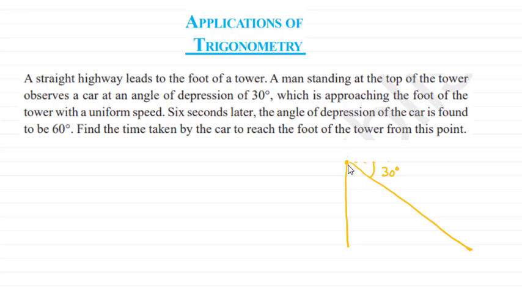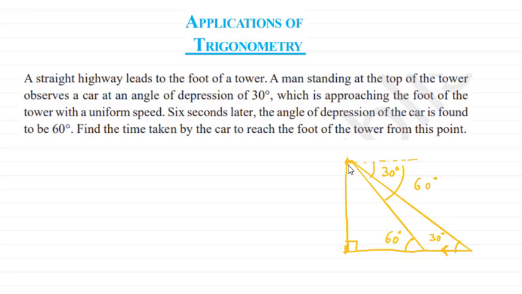Now the car is approaching the foot of the tower. So this is the foot of the tower, and the car is approaching the foot of the tower. So that means the car will move like this and in this direction. Now after 6 seconds, the angle of depression of the car is found to be 60 degrees. So now after this time, the depression angle is now 60 degrees. So here before that this was 30 degrees, now it's 60 degrees.